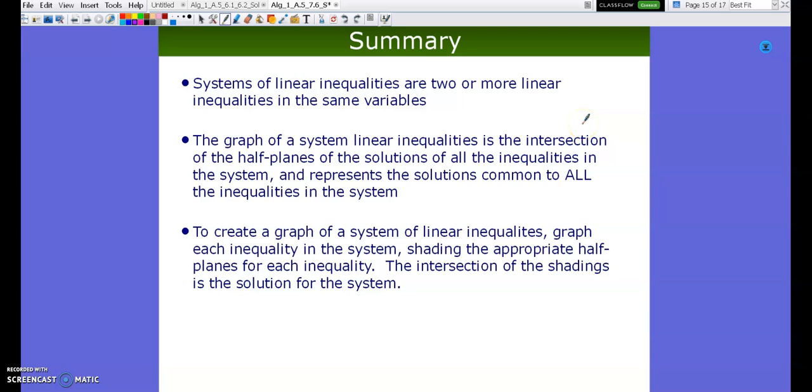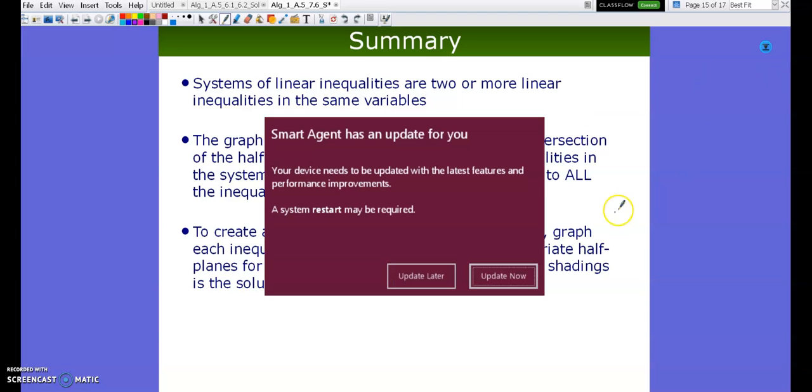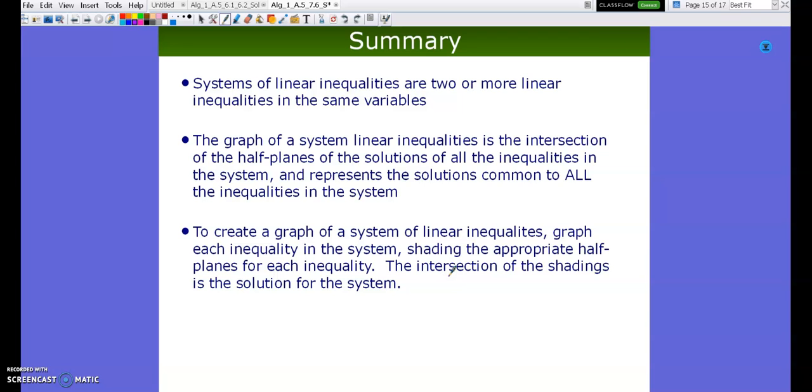Systems of linear inequalities are 2 or more linear inequalities with the same variables. The graph of a system of linear inequalities is the intersection of the half planes of the solutions of all the inequalities in the system and represents the solutions common to all the inequalities. To create a graph of a system of linear inequalities, we graph each inequality in the system, shading the appropriate half planes for each inequality. The intersection of the shadings is the solution for the entire system. So you're looking for that overlapping shaded area to define that system solution.